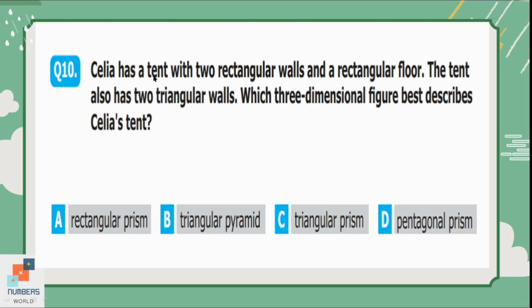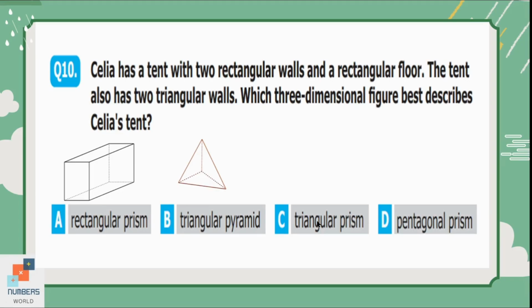Question number 10. Celia has a tent with 2 rectangular walls and a rectangular floor. The tent also has 2 triangular walls. Which three-dimensional figure best describes Celia's tent? Let's take all our options. The first option is rectangular prism. There is no triangle in it, so that's why it's incorrect. Option B is triangular pyramid, and there is no rectangle in it, so that's why it is wrong.